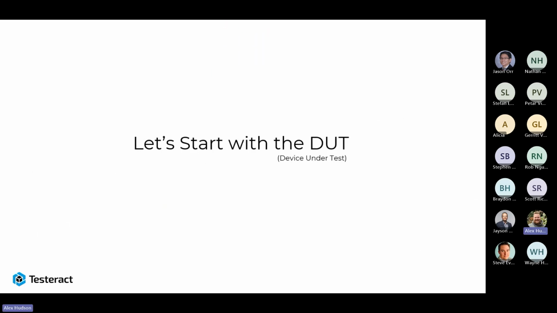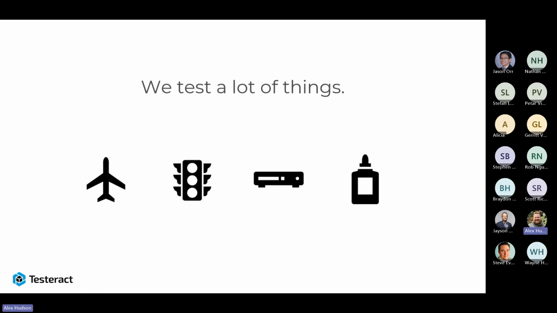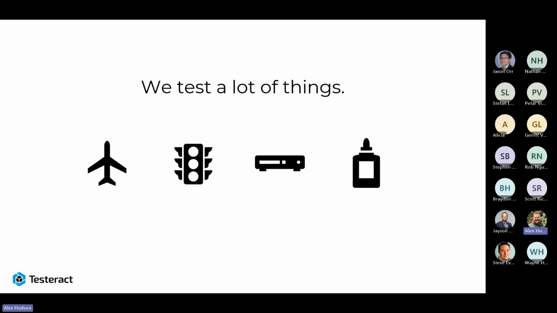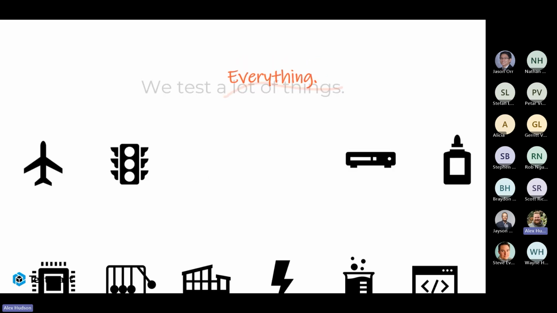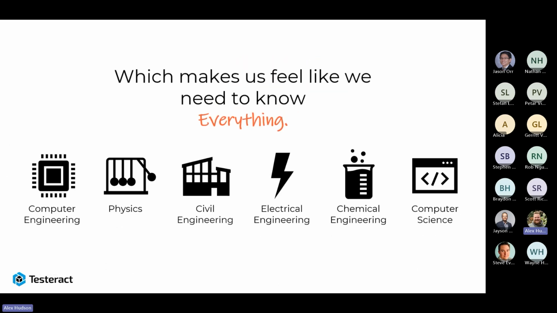This is our device under test. And this can really be anything. We test a lot of things, anything from glue, stoplights, random pieces of hardware, something that flies. Really, at the end of the day, we test everything. And what that really makes us feel like as engineers is that we need to know everything. Test engineering is really difficult because we need to know a lot about all of the components around the DUT.